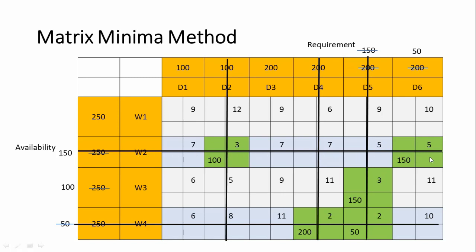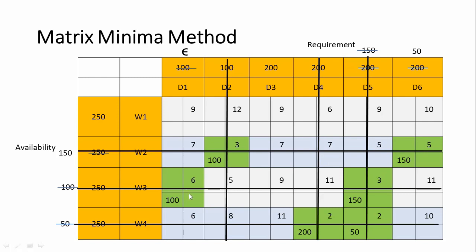Similarly, the next minimum cost cell is 6. For that, we identify what is the requirement. The requirement is 100 units and the availability is 100 units. So we allot 100 units to be shipped from W3 to D1. By doing so, the requirement at column D1 is 100 units, and what is available at W3 is also 100 units.